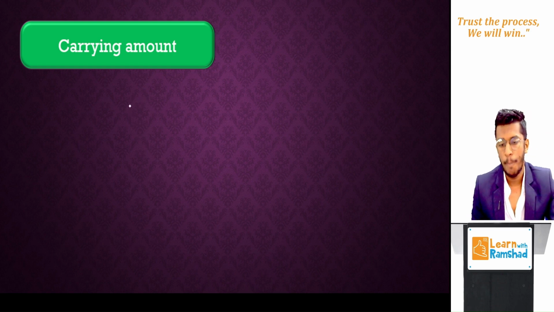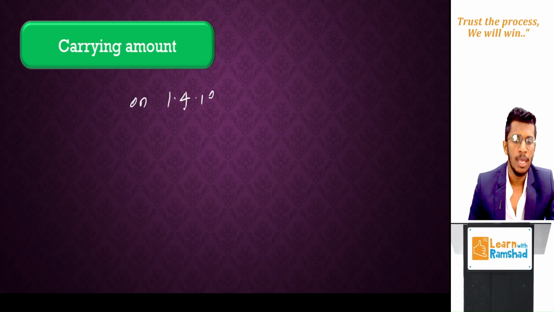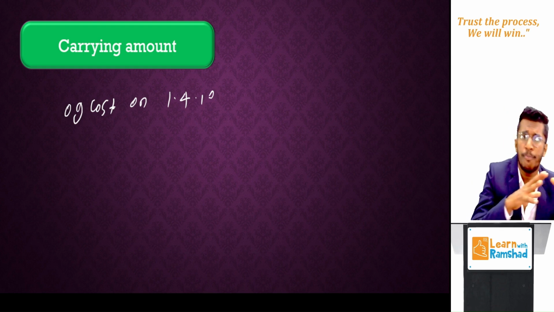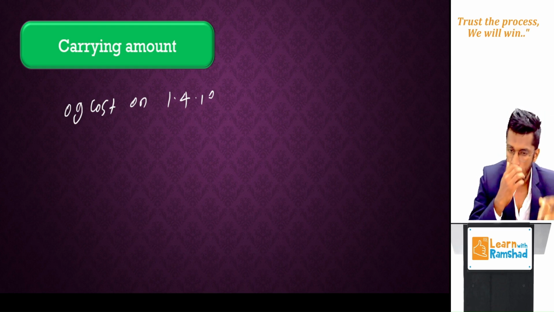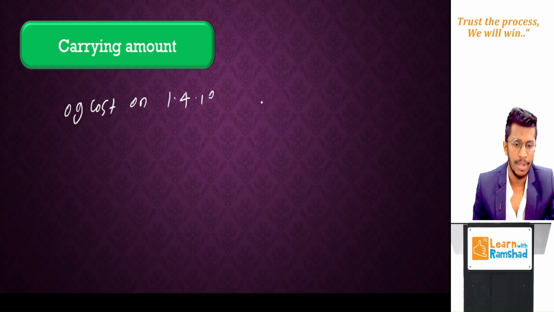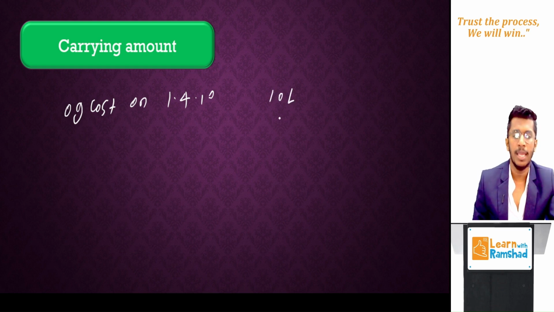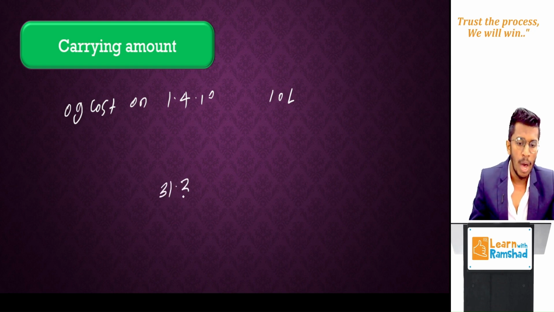Let's say you purchased an asset on 1/4/2010. The original cost, the cost of purchase, the initial cost, is 10 lakh. But you do the impairment checking after 4 years, let's say 31st March 2014. So you have to deduct 4-year depreciation.